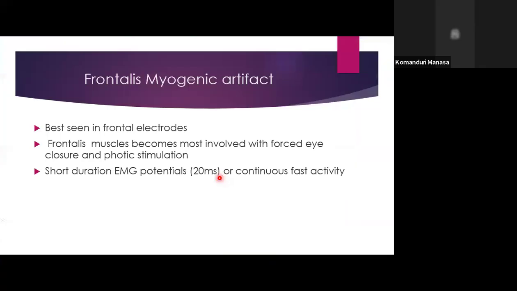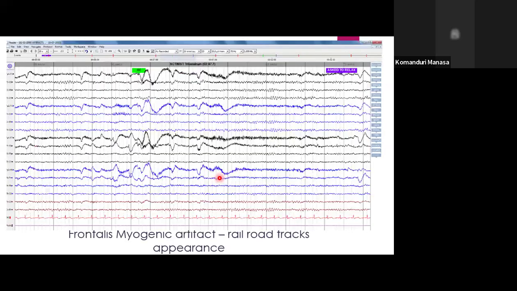So frontalis myogenic artifacts, these are best seen in the frontal electrodes. The frontalis muscle becomes most involved when there is a forced eye closure, particularly during photic stimulation, and in an anxious individual also. These are short duration and can occur like a frontalis spike, like an EMG potential, or as a continuous fast activity.